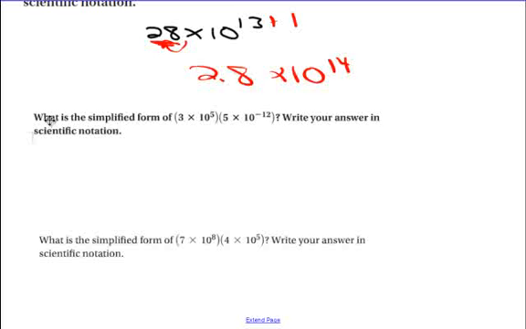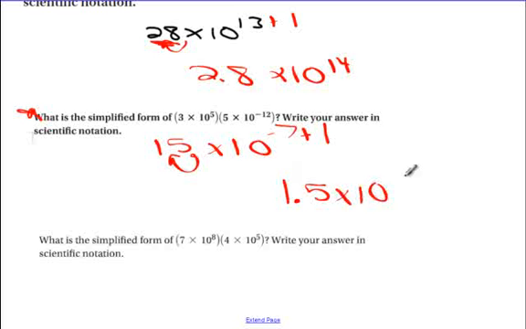Simplified form, write your answer in scientific notation. So same type of problem. 3 times 5, 15 times 10. So I have times 10 to the 5 plus negative 12 is negative 7. Well, this is still too big by one place, so I'll do plus 1. 1.5 times 10 to the negative 6th.